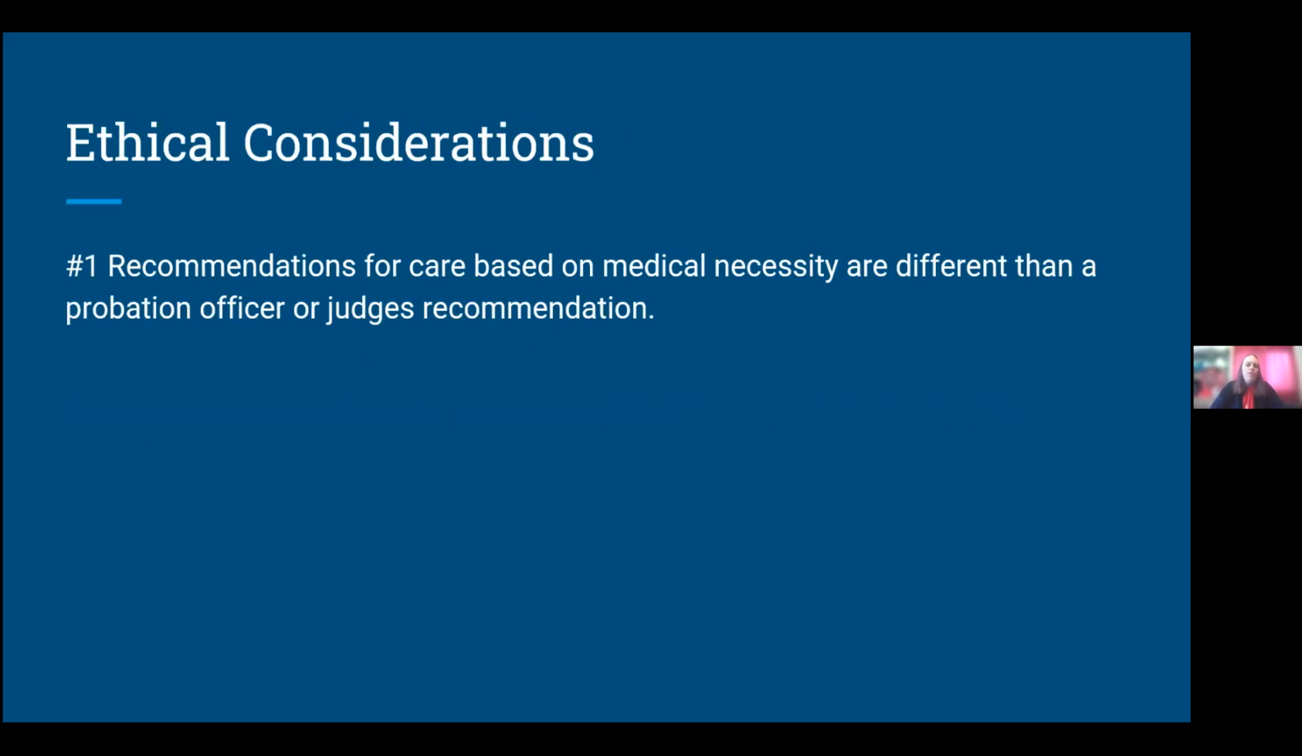Next, we're going to talk about some ethical considerations that might come up when you are completing an assessment. And so what do you do if you are doing an assessment for the client and you find out, for example, they need IOP level of care, they're not appropriate for residential, but you have a probation officer or a judge that has ordered them to complete 90 days of residential treatment.